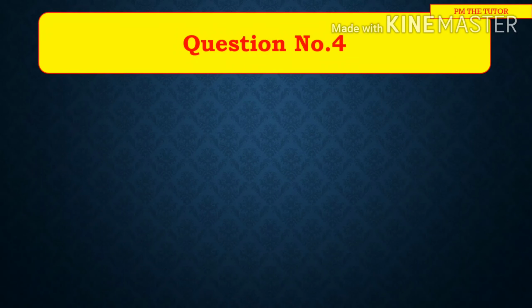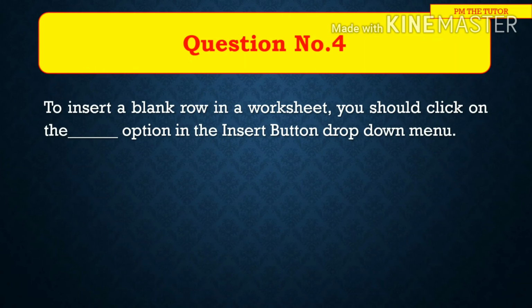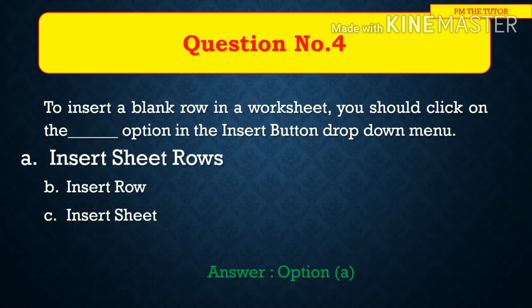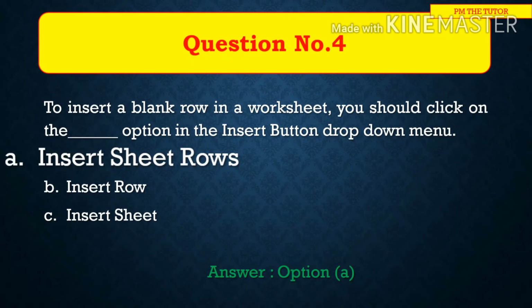Next question, question number 4. To insert a blank row in a worksheet, you should click on the dash option in the insert button drop-down menu. Options are insert sheet rows, insert row, insert sheet. Right option is option A, that is insert sheet rows.